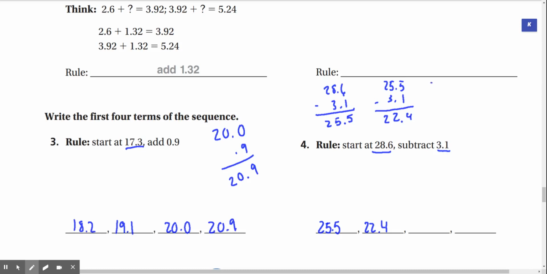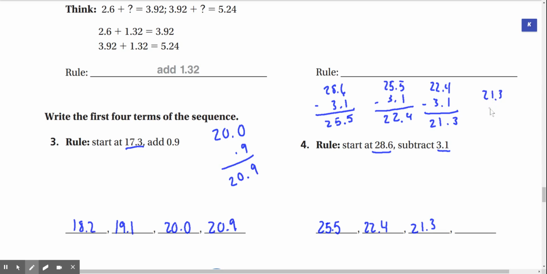Now, 22.4 minus 3.1. Well, 4 minus 1 is 3. 2 minus 3 is just 1. And 2 minus 0 is just 2. So our next number is 21.3.